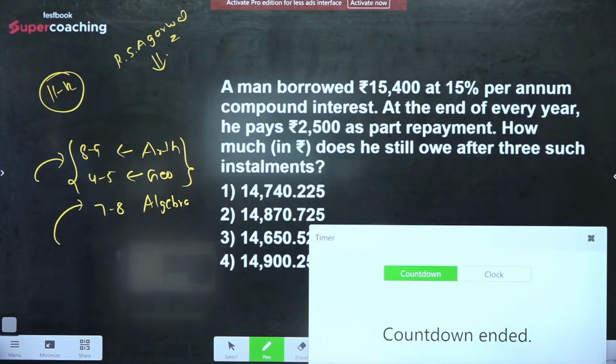You have to start working. It will take time. It will take 3 to 4 months to improve your mathematics. Start working.